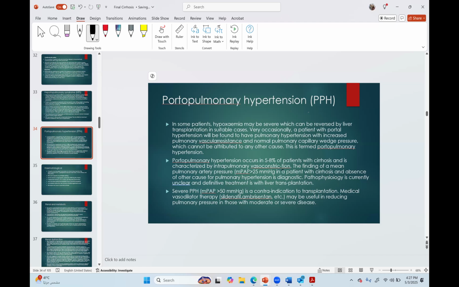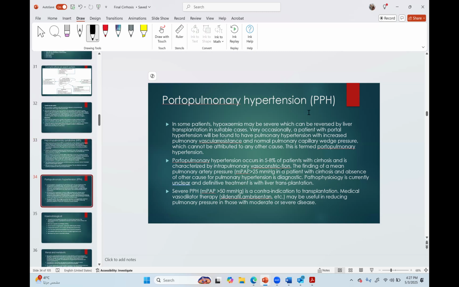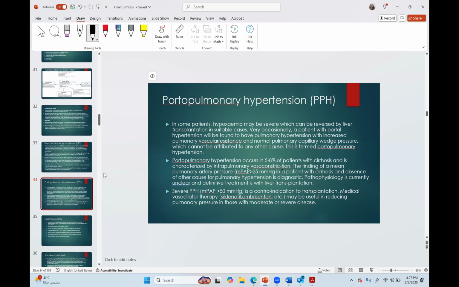So these are the terms they can ask you. Usually, again, this is not in every patient. A patient will be found to have pulmonary hypertension, so it's pulmonary hypertension in a patient with cirrhosis and portal hypertension. So this is another point.